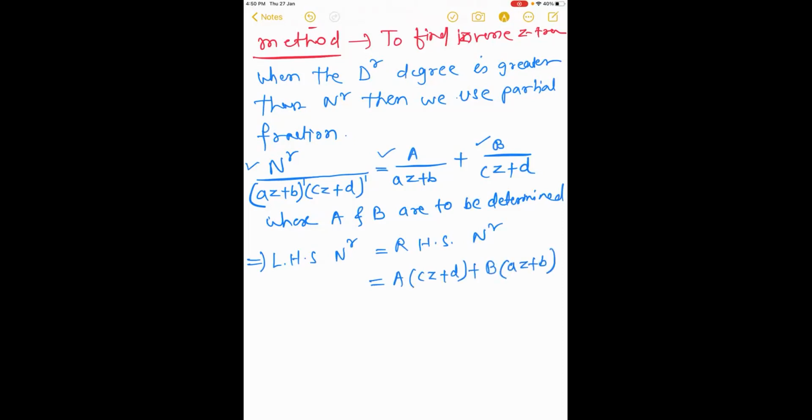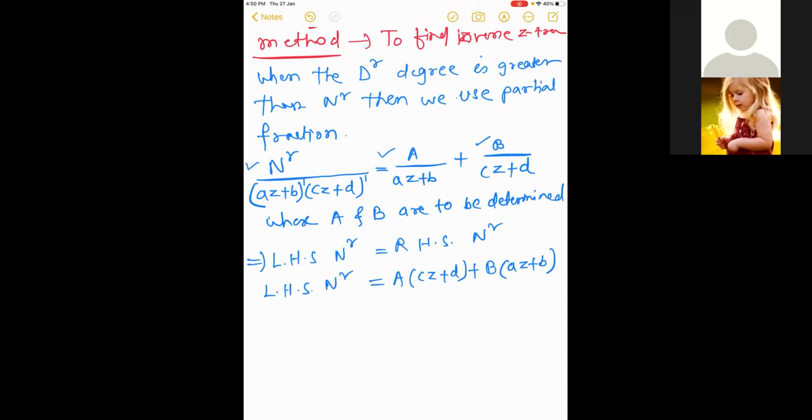Am I right? This is because of the denominators. You are taking the LCM, so the LCM is the product. In the first term, cz plus d is not there, so we are multiplying with that A. In the second term, az plus b is not there, so we are multiplying with this B. I hope you are understanding this. Yes, madam. So this is your fraction form.